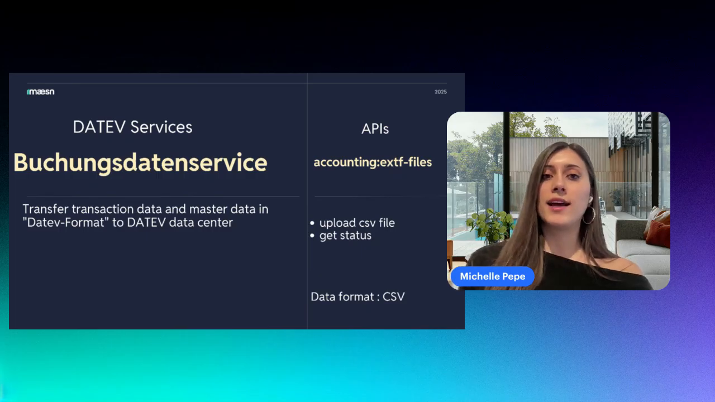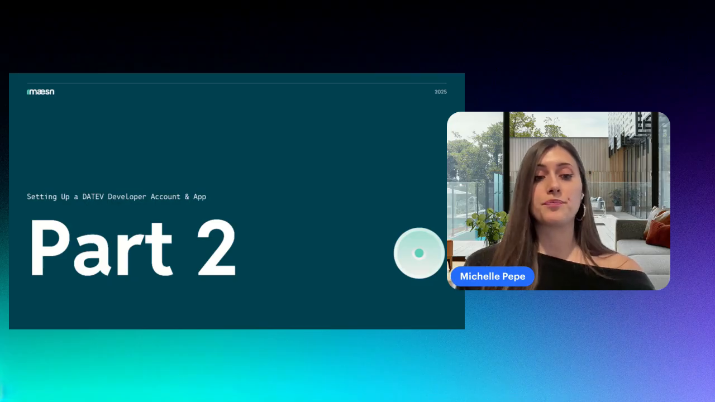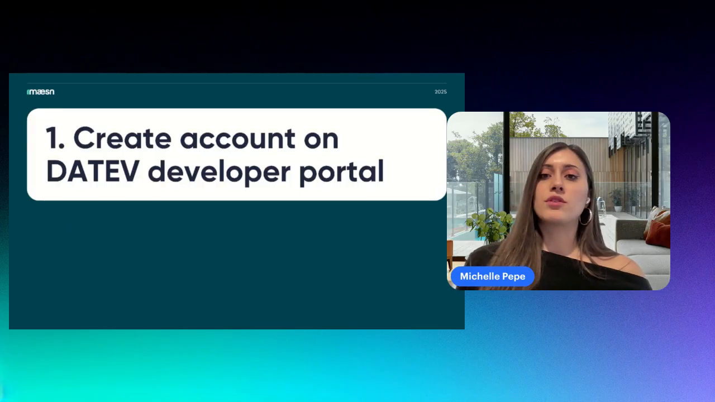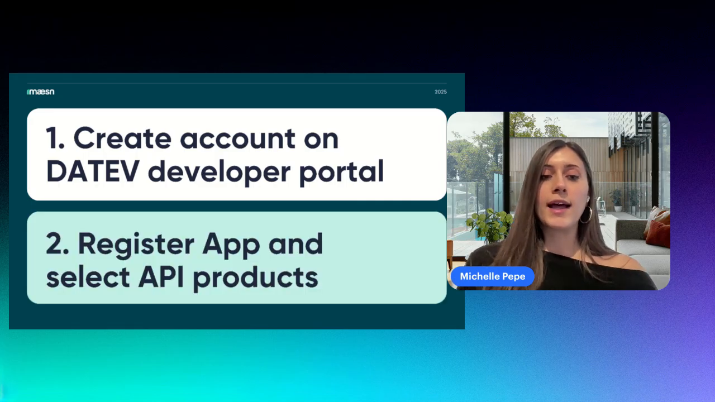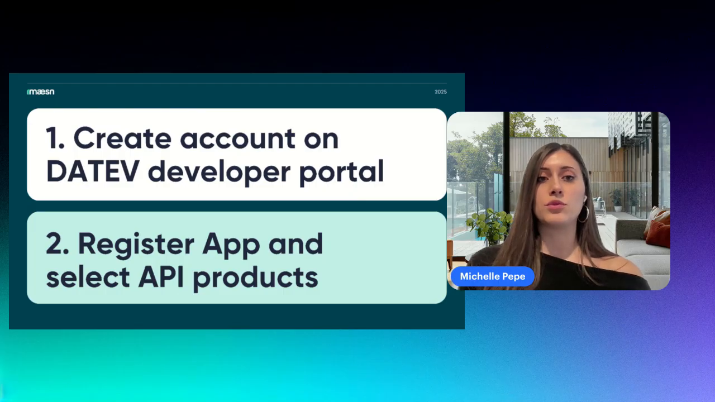Let's now understand which are the steps in order to start to build an implementation, so an integration to DATEV. The first thing that you will need to do is to create an account on the DATEV developer portal, and in your account, create and register an application. And in this application, you need to select the API products you will need to use during your implementation in order to have the right scopes to make the API calls.